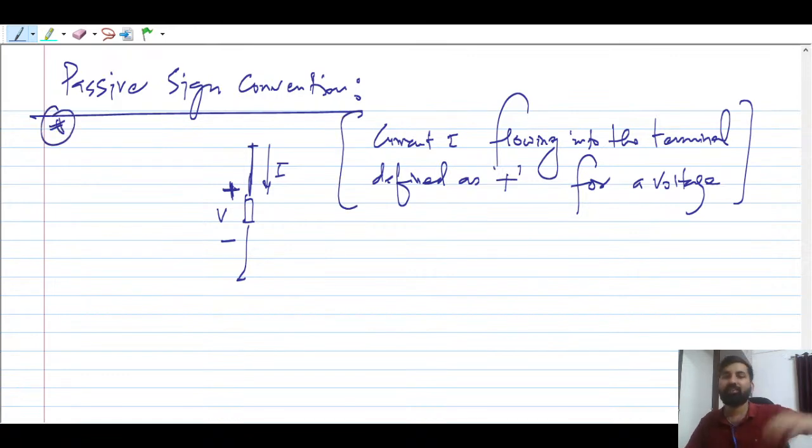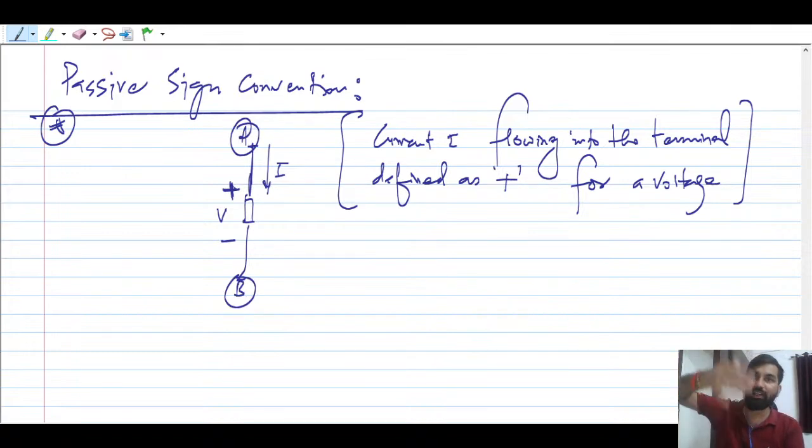Okay, in the interview they might ask what this passive sign convention is, right? So you should know these things. You should always know. Okay, so say this is node A and this is node B, and there is a current flowing through the terminal. Current always flows through the terminal and voltage will be across the element. That you have to remember. I hope this makes sense to all.